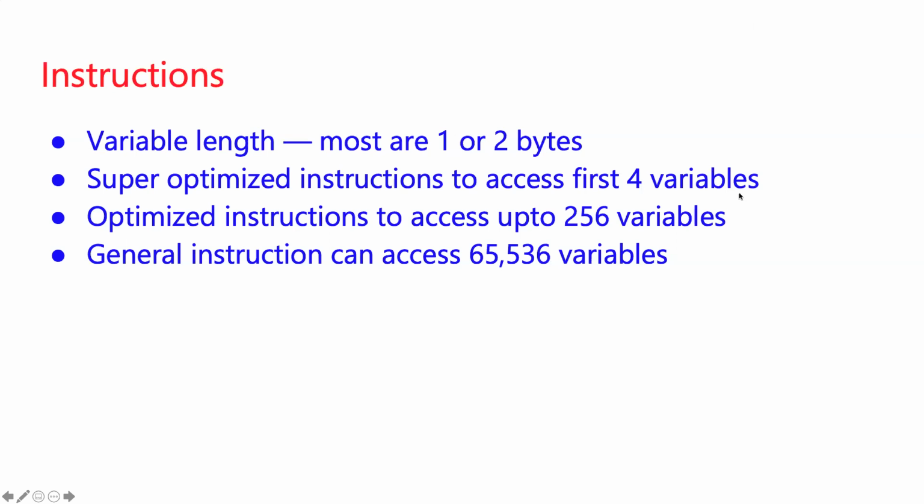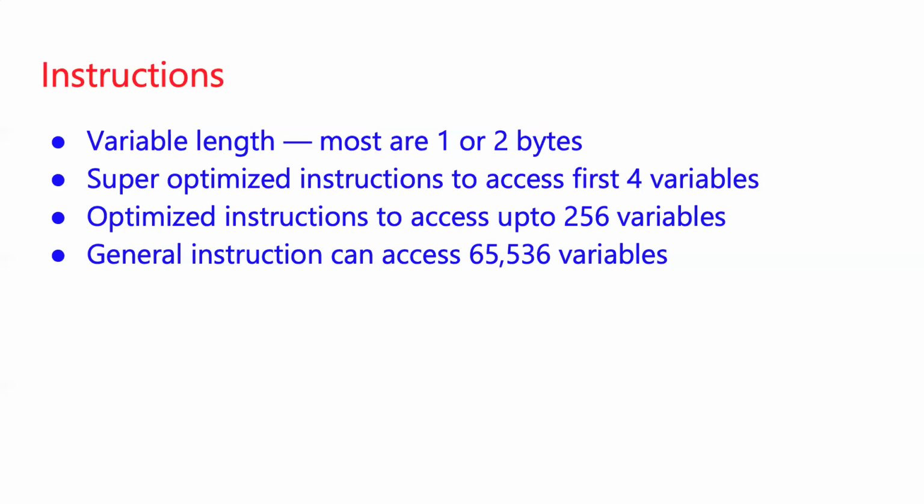I've probably done a poor job of saying it, but there are instructions to go get the value of your local variables. For most of those, which local variable you want is an operand. But if you want to get the first 4 variables, there is a dedicated instruction where the index of the variable is built right into the instruction. If you need a variable that's not one of the first 4, there's a version that lets you access that variable as a 1 byte operand. That would let you access 256 different variables.